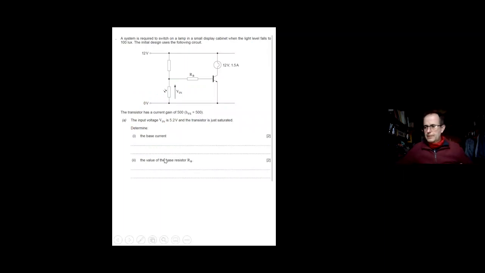In this case, we've got a potential divider, we've got a sensor, a light dependent resistor there. As your light level increases, the resistance will drop as it gets brighter. So the voltage across that as it gets brighter will get smaller. When it's dark, you've got a big voltage across it.